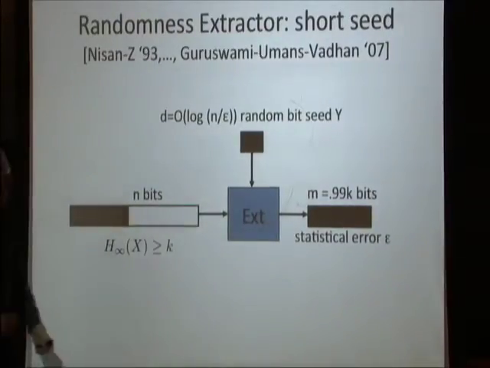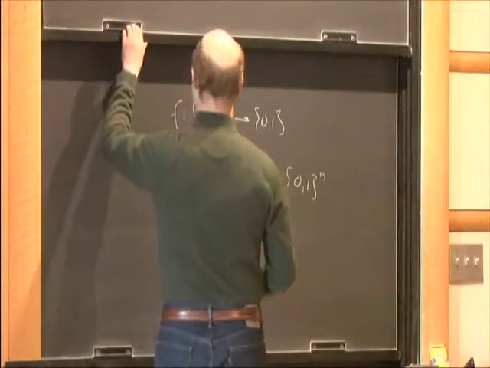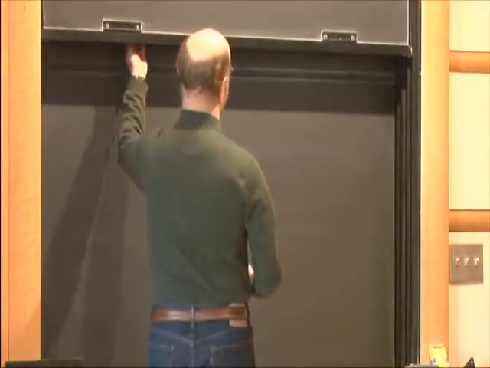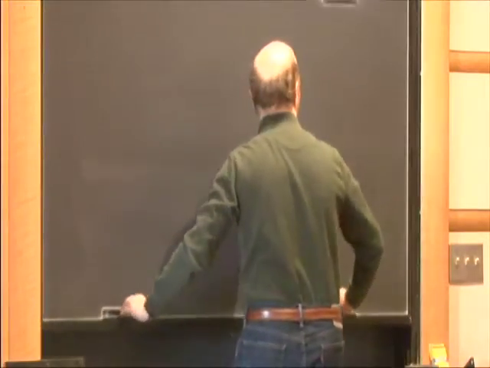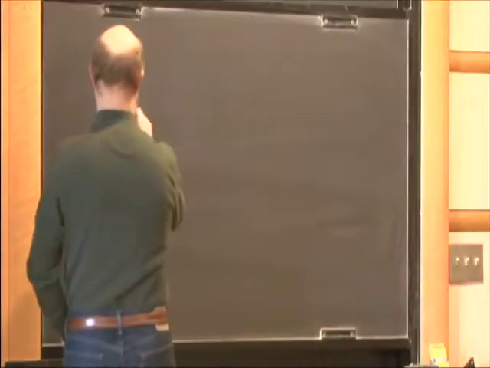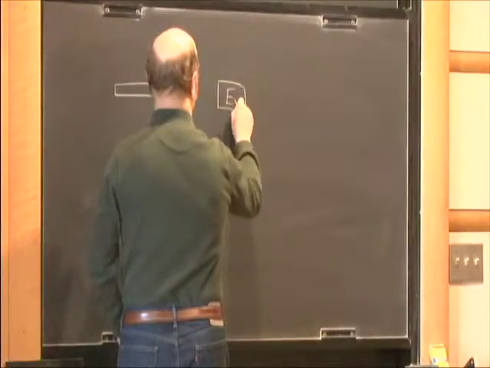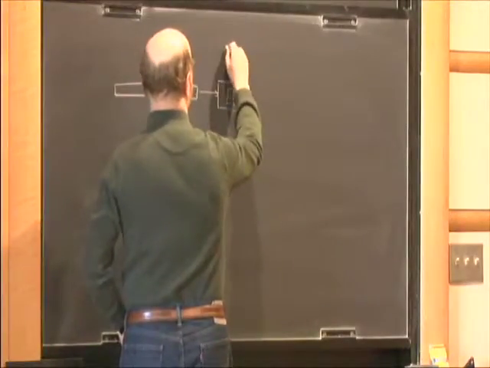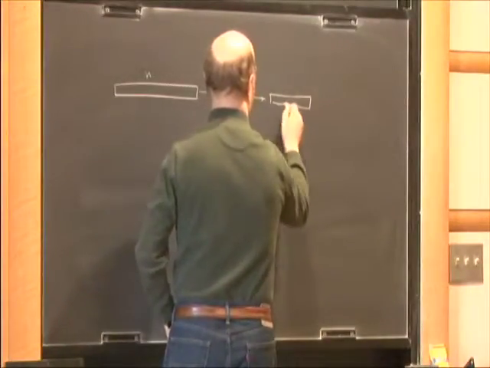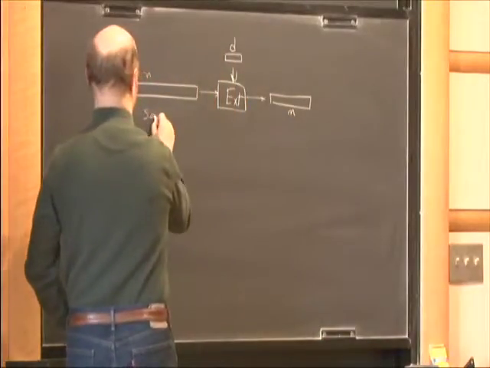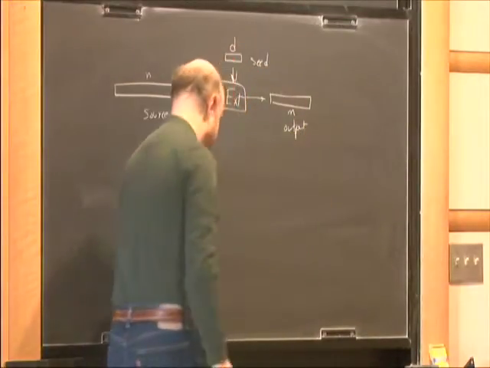entropy. And let me write these parameters down. So, OK, so we're going to have an n-bit source. We're going to have a d-bit seed. And we're going to output an m-bit string. So this is the source, seed, and output, just so you remember the notation.